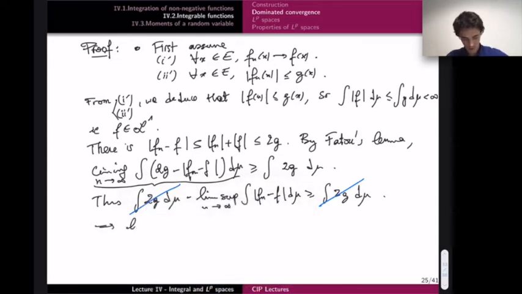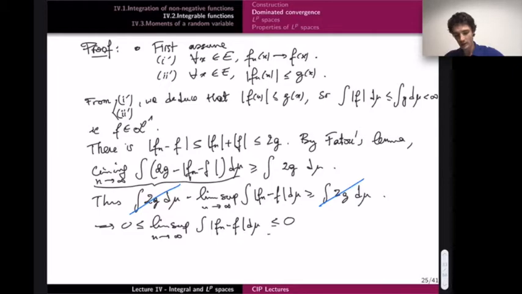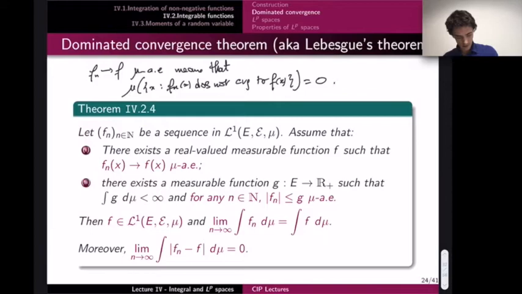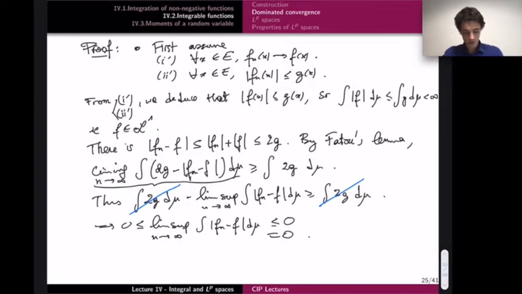the lim sup of the integral of |fn - f| dμ is less than or equal to 0, and of course, this is also non-negative. So in the end, what I have is an equality with 0. Okay, so I've proven this convergence.